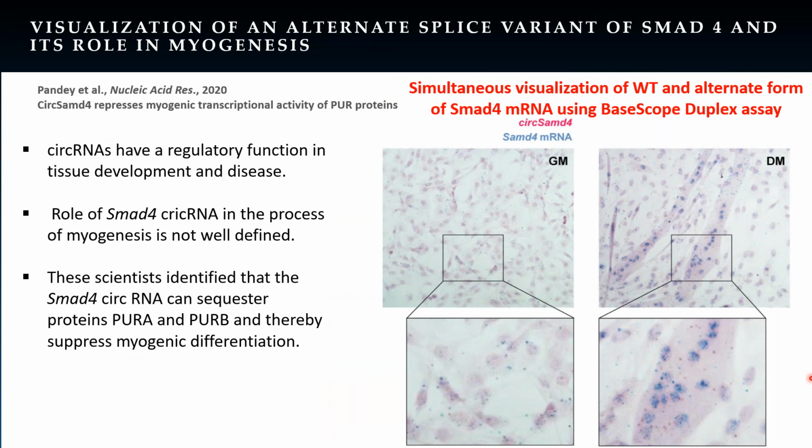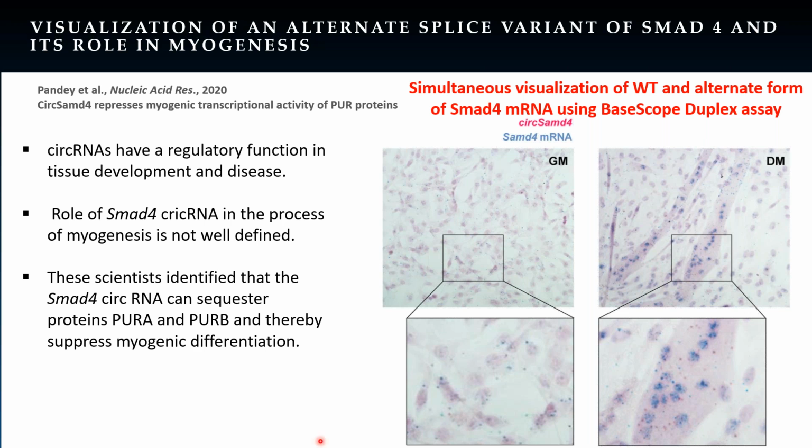Next is another example where this was used to differentiate between the splice variants. Our BaseScope assay was used to study alternate splicing of SMAD4. Now, SMAD4 is an important signaling molecule, as you all know, but plays a special role in myogenesis. Circular RNAs do have specific regulatory functions, and the SMAD4 circular RNA plays a role in myogenesis, although the role of SMAD4 is not very well defined.